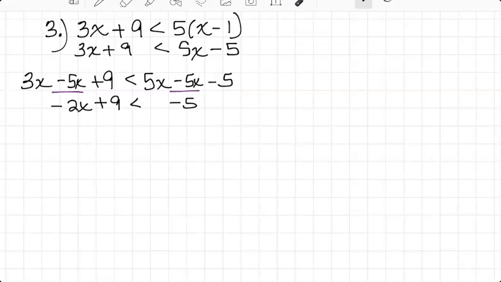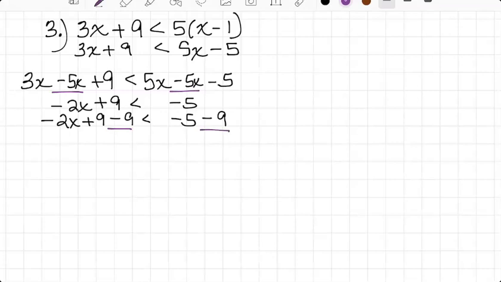From there, I have my x's together. Now I can subtract that 9 to get rid of that plus 9. And if I do it on one side, I have to do it on the other side. So that will leave me with a negative 2x less than, and negative 5 minus 9 is a negative 14.